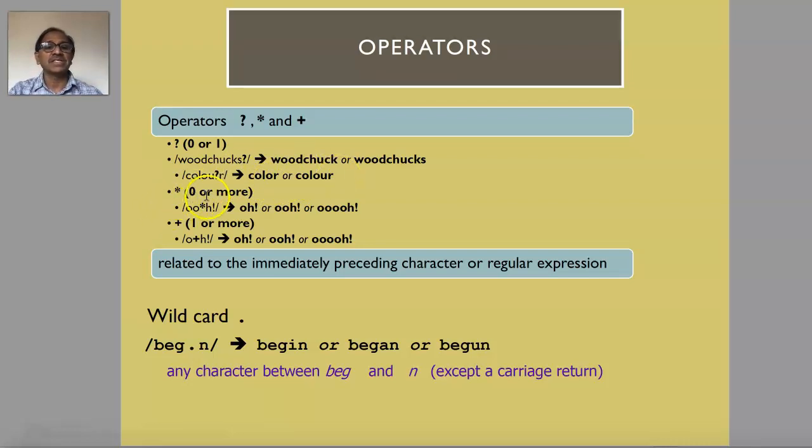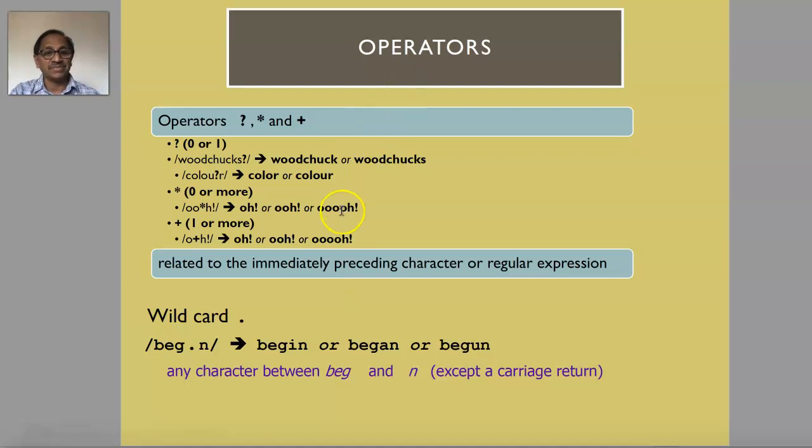When you use Kleene star, it is 0 or more. So OO star H may mean OH, right? Or OOH, or OOOH. One O is missing here, you can see. Or if you use Kleene plus, 1 or more, so you can say O plus H: OH, OOH, OOOH. So whatever operator you use, that is related to the immediately preceding character or regular expression.